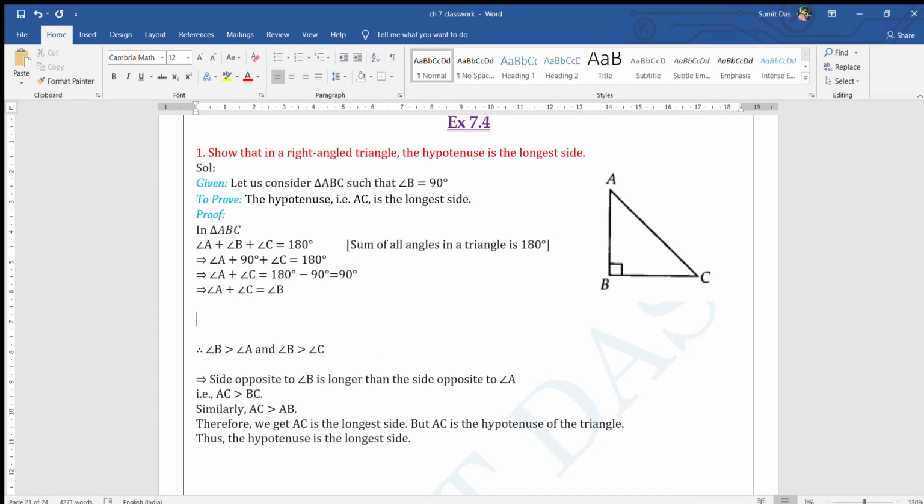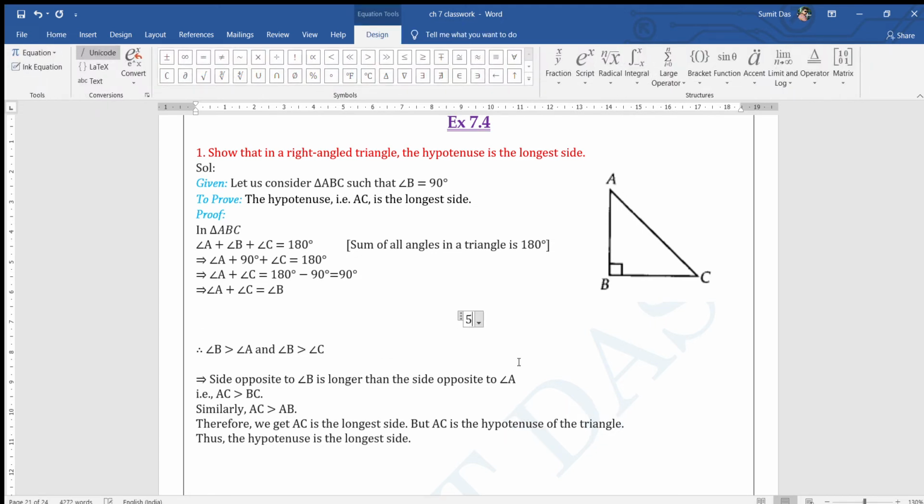Suppose I'm writing 5 plus 7 is greater than 10. Is it true or wrong? Let me know, 5 plus 7 greater than 10, true or false? True, right? So if it is true, you can see 5 is greater than 10 or not? No. Similarly, 7 is also not greater than 10.